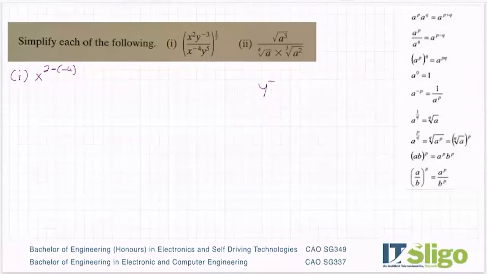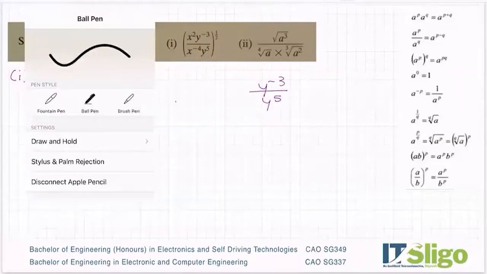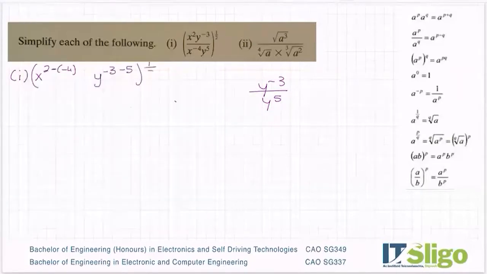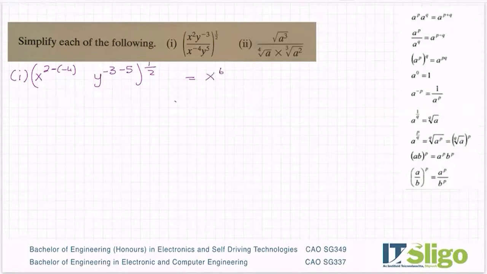And then let's look at the y's. We've y to the minus 3 over y to the 5. So we end up then with y to the power of minus 3 minus 5. Okay, and then that will all be to the power of a half. So I'm trying to get down to a single x y term with what I'm doing. Okay, so let's resolve that then. That's equal to x to the power of 2 minus 4, so that becomes plus 4, so x to the power of 6, and then y to the power of minus 3 minus 5 is minus 8, and that's all to the power of a half.